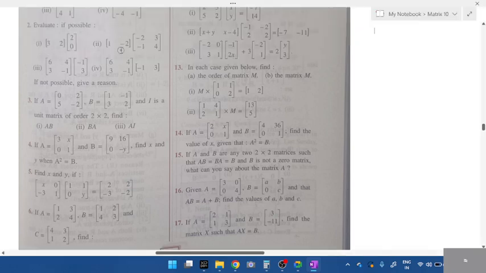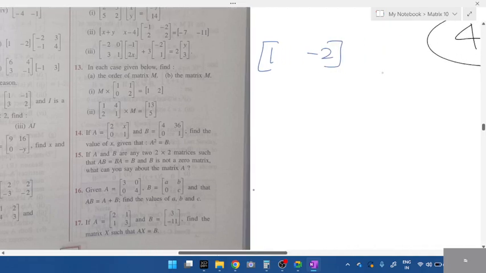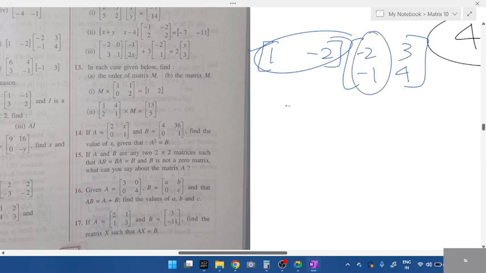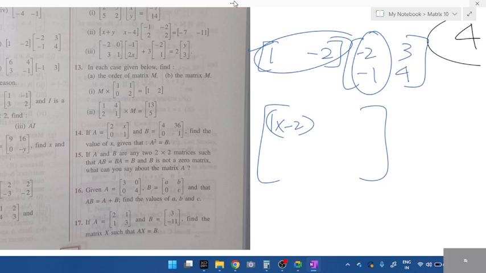Second means second question. This is from the textbook. 1 minus 2 is the question. Minus 2, 3, minus 1 and 4. See, we always give preference for row first while multiplying. This is first row. Multiply with first column. 1 into minus 2. Yes, tell me 1 into minus 2 plus minus 2 into minus 1.